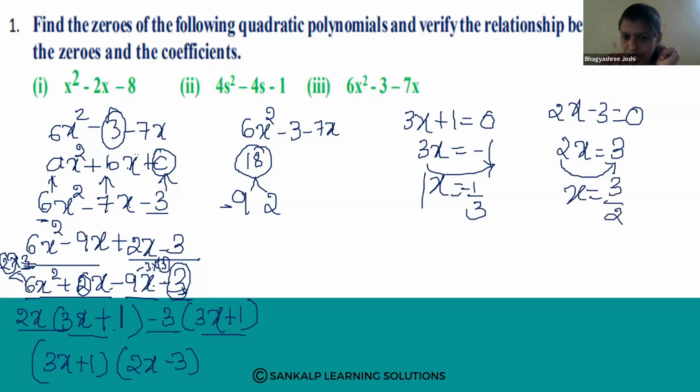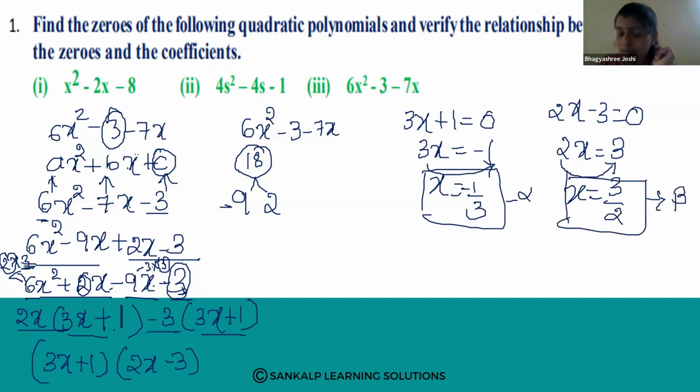So this is the value of alpha and this is the value of beta.